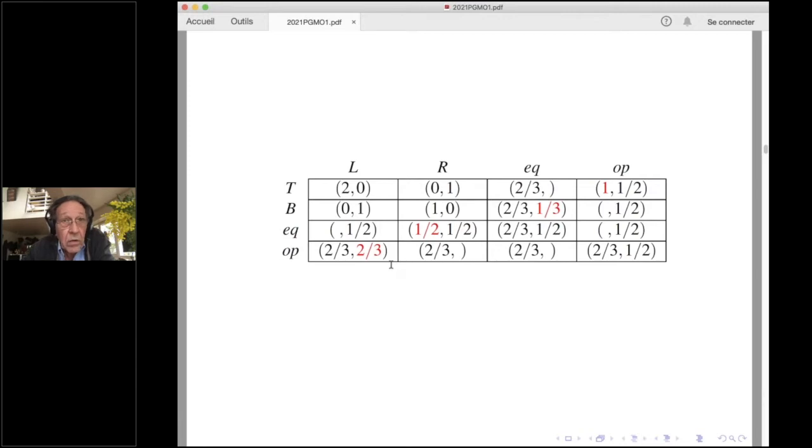Okay? So just to summarize, equilibrium strategies in this framework equalize the payoff of your opponent. Max-min strategies equalize your own payoff.